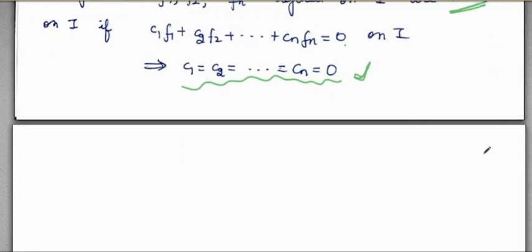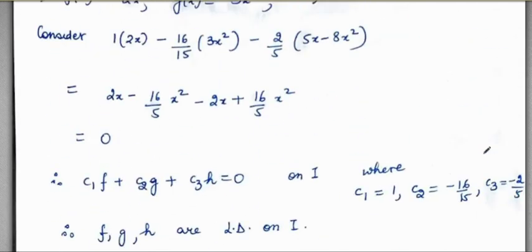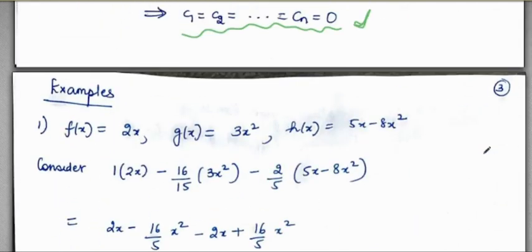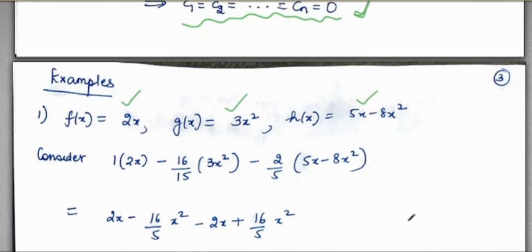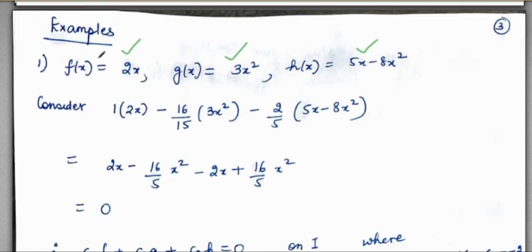So let's have a look at certain examples here. Let's look at 2x. This is the first function given to us. The second function is 3x squared. The third function is 5x minus 8x squared. Now if I'm able to write the linear combination of these functions as 0 with at least one constant as non-zero, then I'll be done.